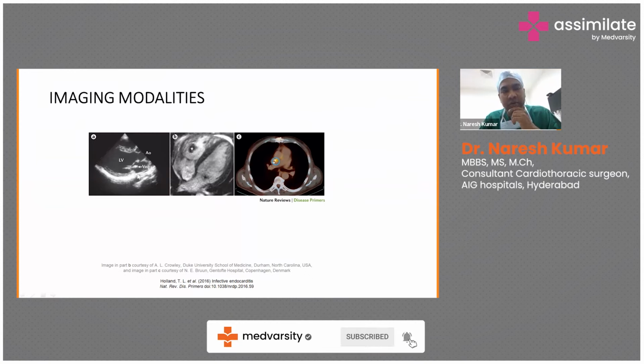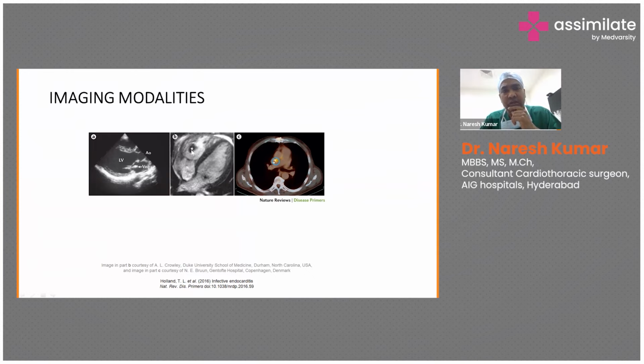And again, this is an MRI image showing vegetation on the mitral valve, and this is a PET scan showing the aortic root abscess in image C. So various imaging modalities can be used to confirm the diagnosis or to plan the surgical treatment, depending on the presentation of the patient and also the timing for surgery.